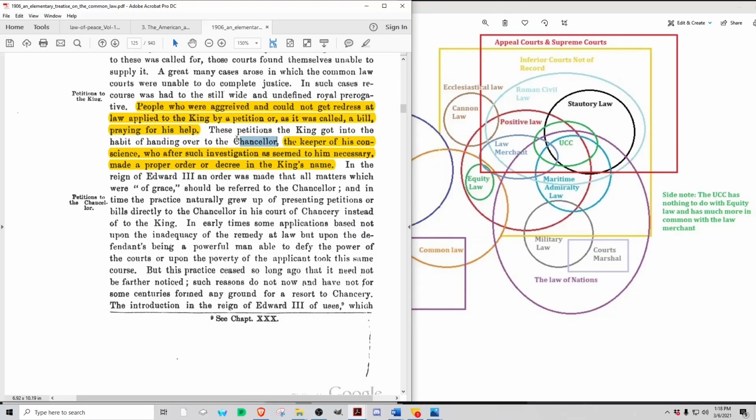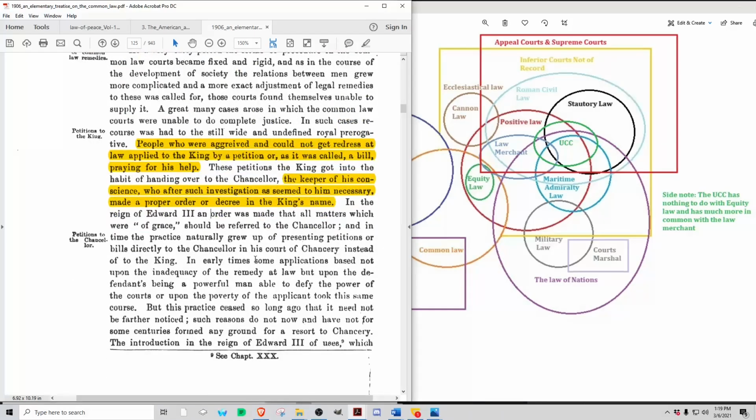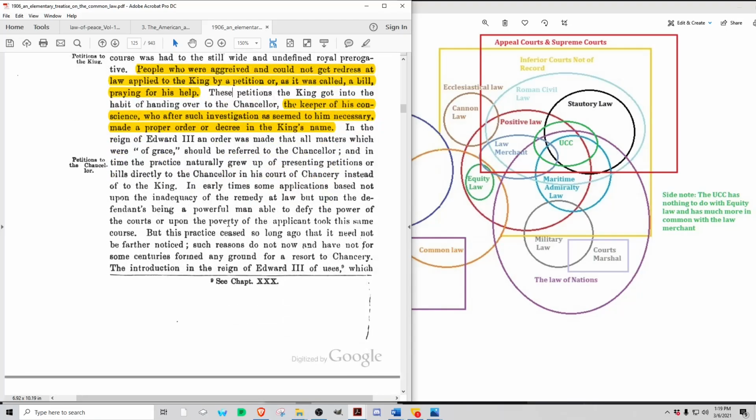Right. So basically what happened here is you have, in the time of Edward III, and this guy was honestly not that bright, or he was just that corrupt, one of the two. I still don't know. I'm actually leaning probably towards both of them equally. So in the reign of Edward III, you have not only the creation of chancery courts, but you also have the laying down and the solidification of maritime admiralty courts as well in England. Both happened under this idiot. So anyway, in the reign of Edward III, an order was made that all matters which were of grace should be referred to the chancellor. And in time, the practice naturally grew up of presenting petitions or bills directly to the chancellor in his court of chancery instead of to the king.